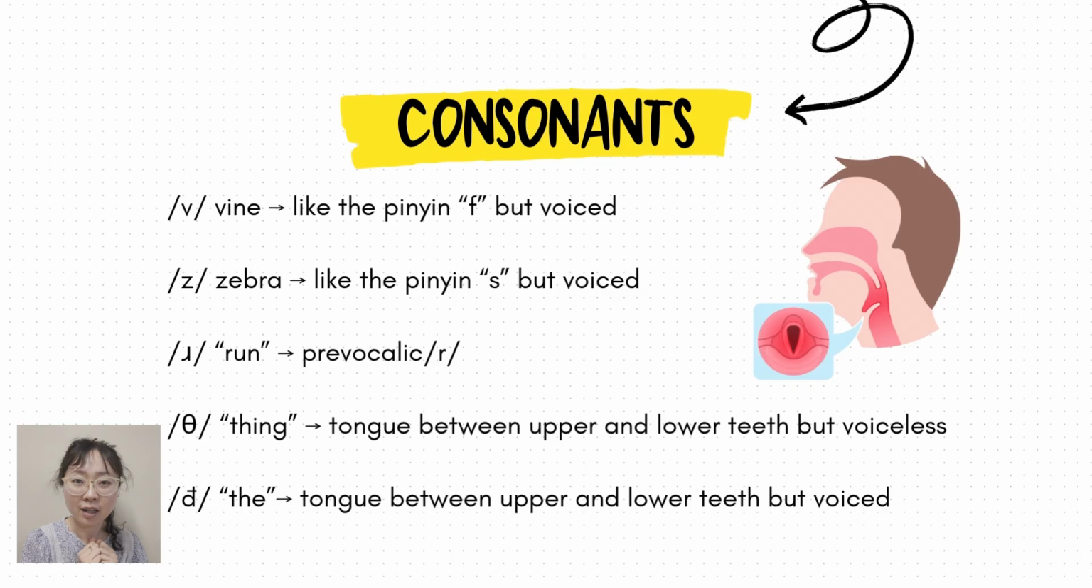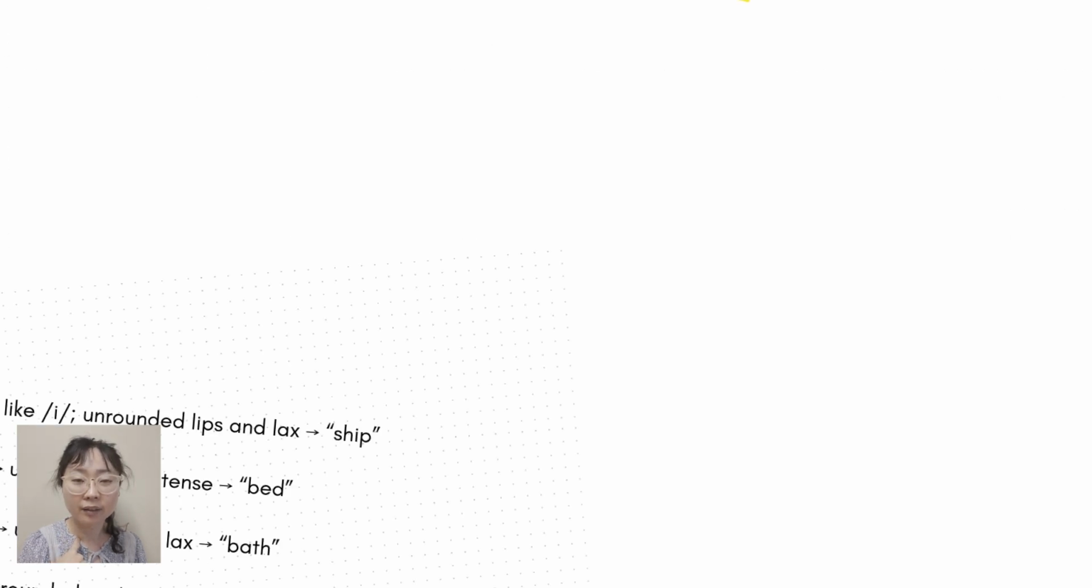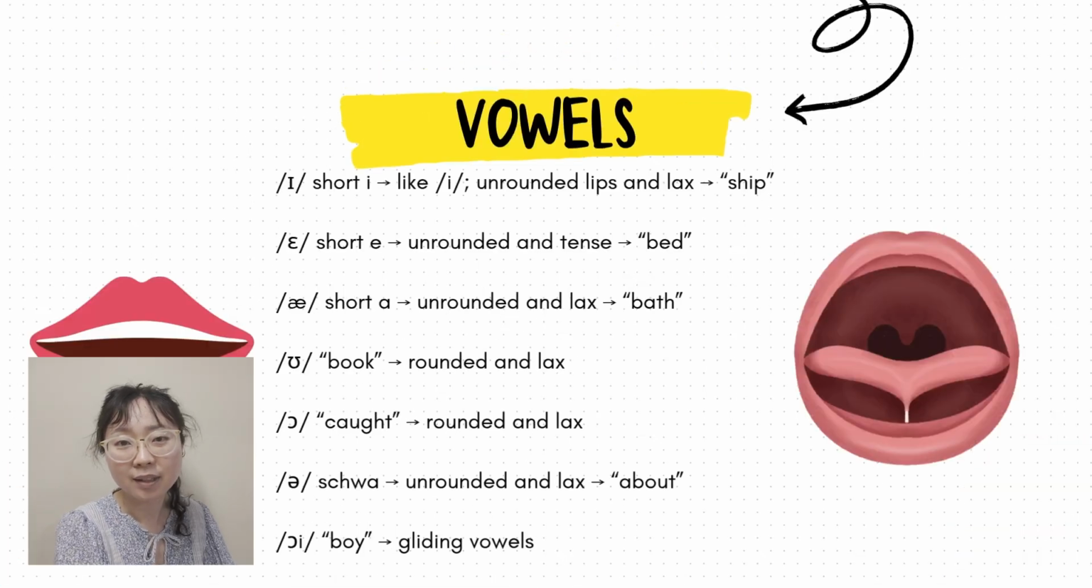And then there is the voiceless th, as in thing. Your tongue is between your upper and lower teeth, and it's voiceless. Thing. Now for voiced th, it's the same placement, it's just that it is voiced. We say the. Next is vowels, and all vowels are voiced.